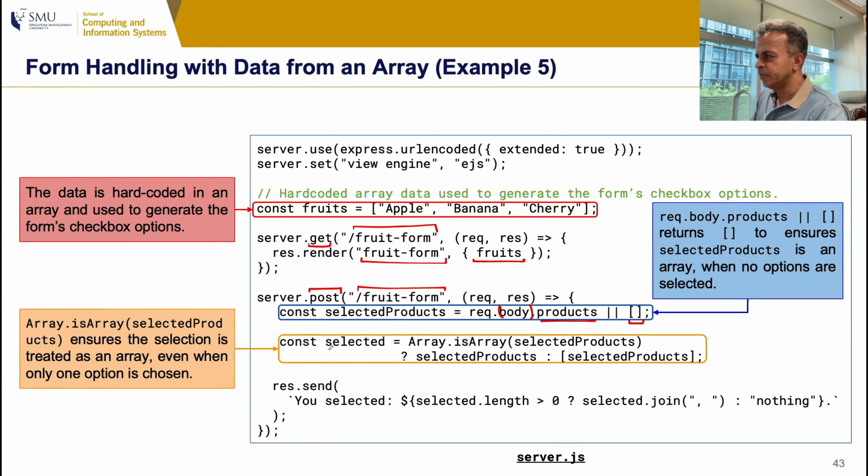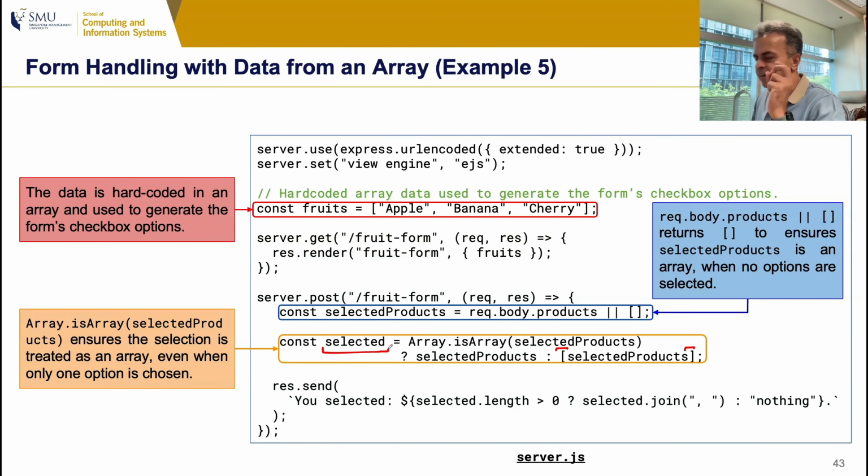Otherwise, I define a new variable called selected. If the selected products is an array, which it will be if nothing was selected or multiple things are selected, not if one single fruit is selected. If it is multiple things that are selected or nothing is selected, in which case we explicitly set it to an array, an empty array. So if it is an array, then don't do anything, just keep it as selected products. Otherwise, it's a single element which will be a string, put it in an array here.